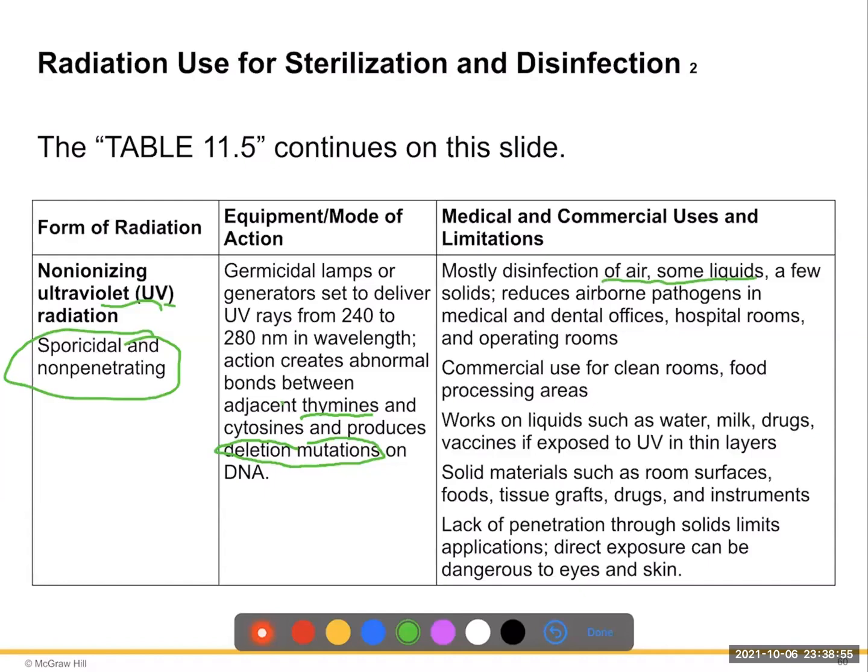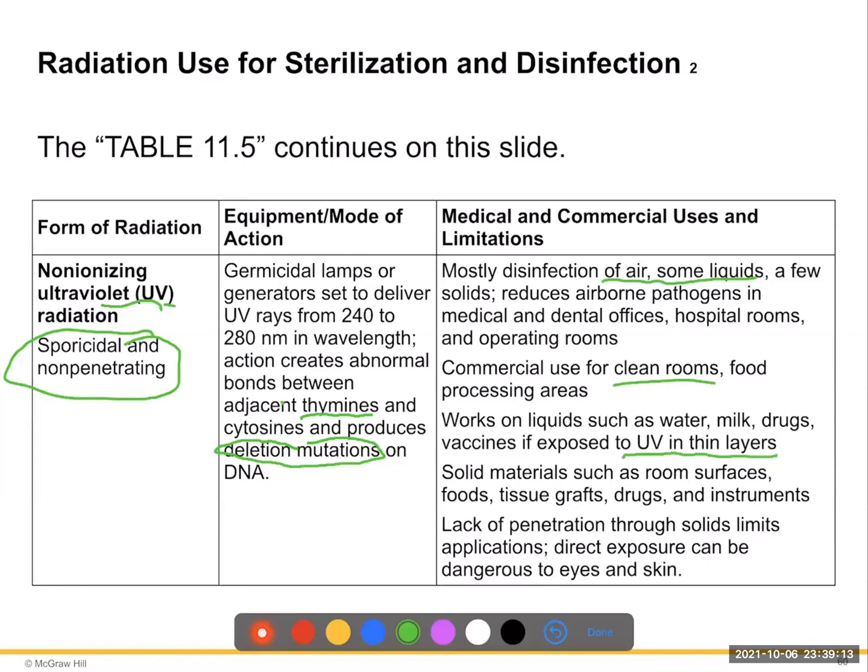It reduces airborne pathogens in medical and dental offices, hospital rooms, and operating rooms. It's commercially used for clean rooms and food processing areas. It works on liquids like water, milk, drugs, and vaccines. It exposes UV in thin layers, because remember, it's not penetrating, so it only exposes the top layer.